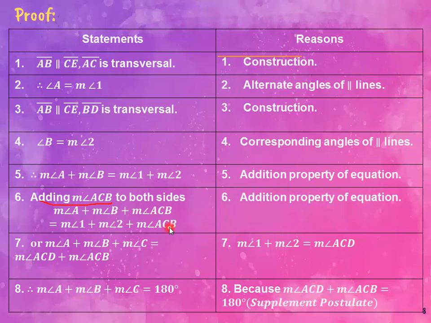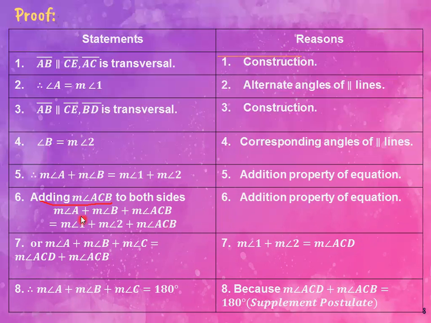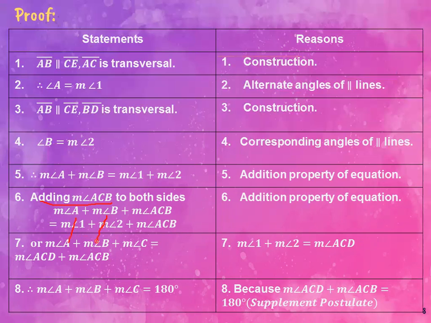Understand? Clear? Now move on to point number 7. In point number 7, you will say that the measurement of angle A plus the measurement of angle B. Now this is the measurement of angle A plus the measurement of angle B, plus the measurement of angle C. As you can see here, this C is an angle formed at C. So instead of writing ACB, you will write angle C here. So the measurement of angle C will be equal to the measurement of angle ACD.